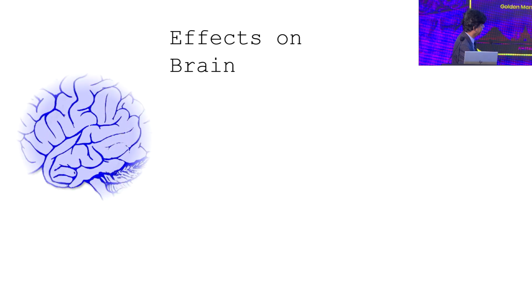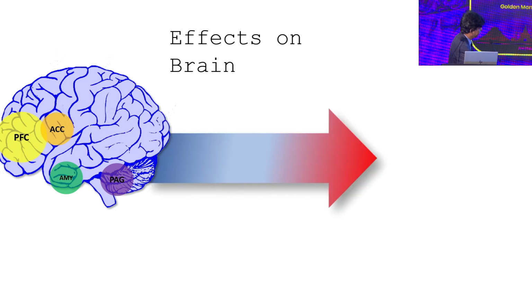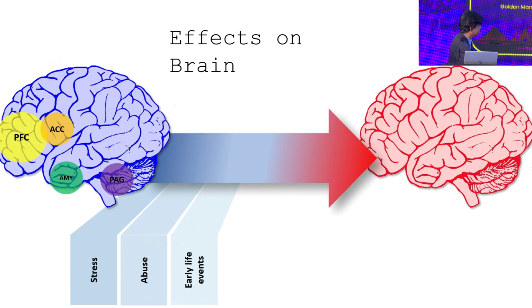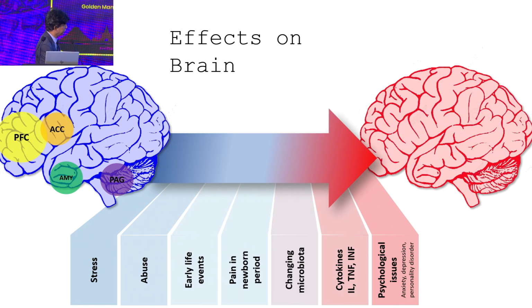So, the effect on the brain. The brain has the prefrontal cortex, anterior cingulate cortex, amygdala and periaqueductal gray. These are the areas of the brain that deal with visceral sensations in the body. So when we have things like stress, abuse, early life events, all these things also lead to pathological orientation of the brain. So you can understand how complex that can be, but still these are the well-known risk factors that have been associated with functional abdominal pain disorders.